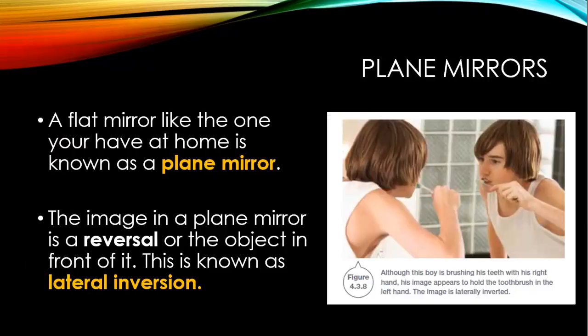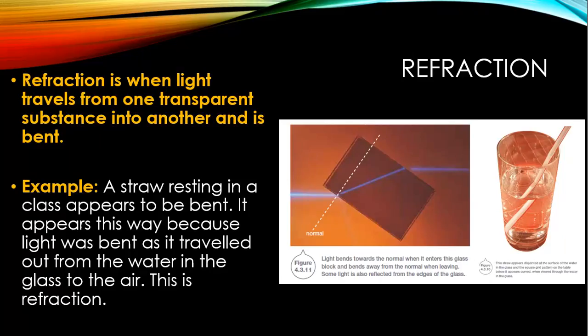Okay, a flat mirror like the one you have at home is known as a plane mirror. The image on a plane mirror is a reversal of the object in front of it. This is known as lateral inversion. It's a little bit tricky to understand why that is, but this is what we call it. It's called lateral inversion.